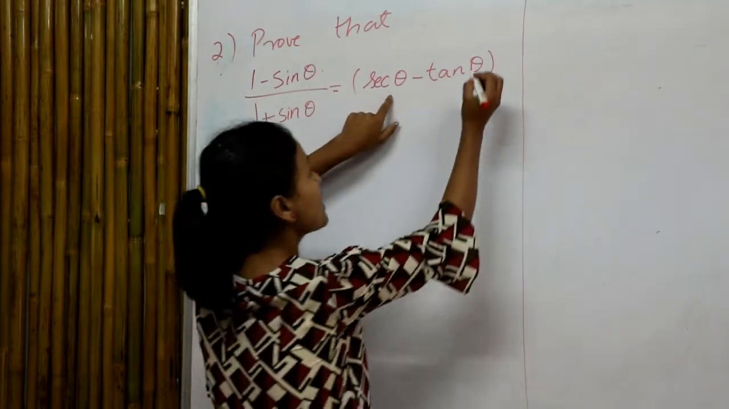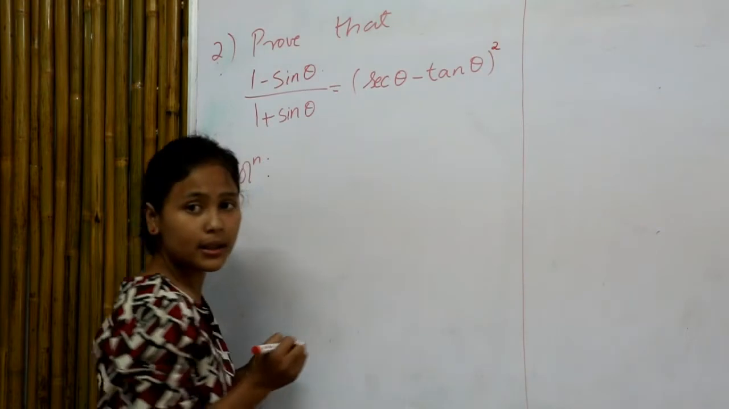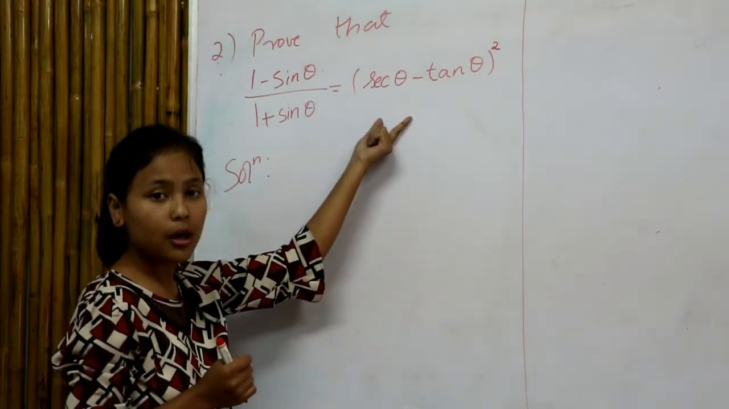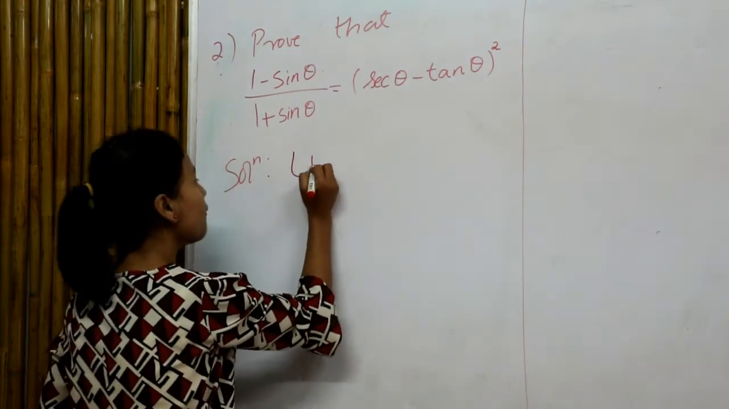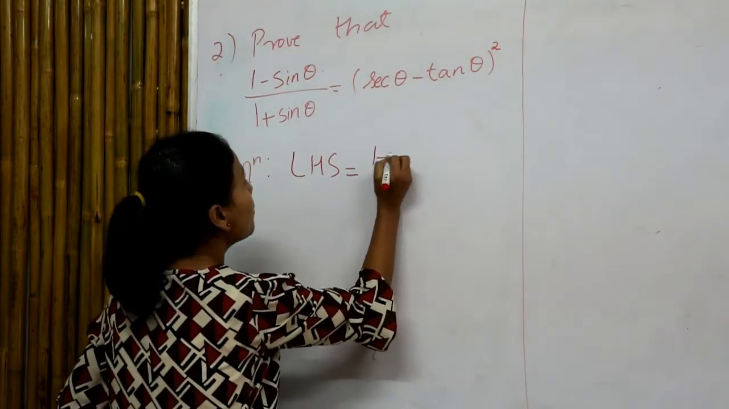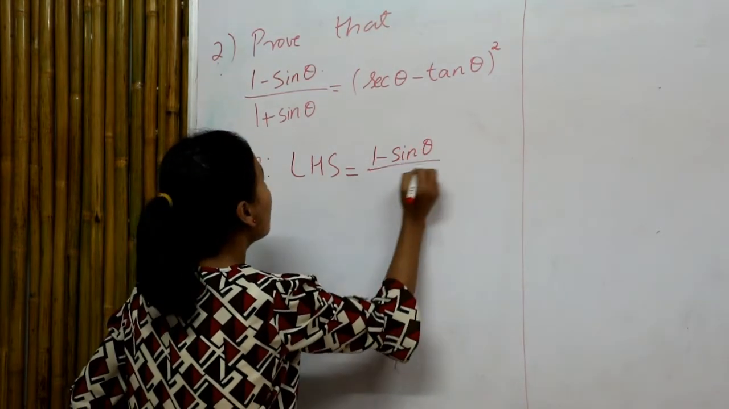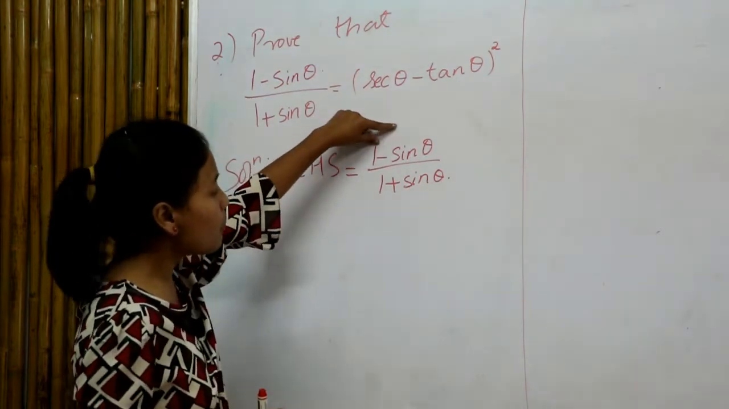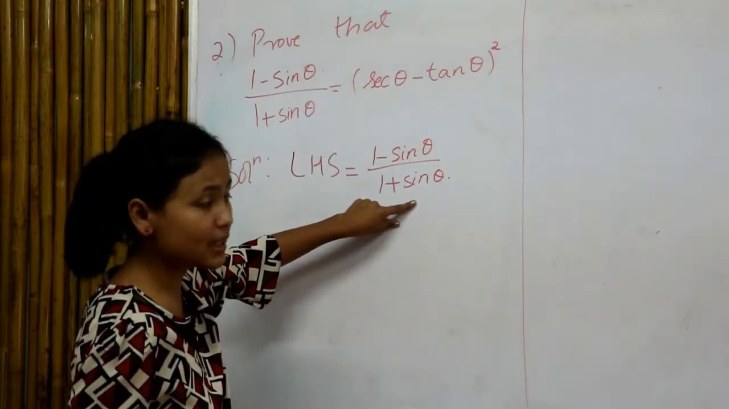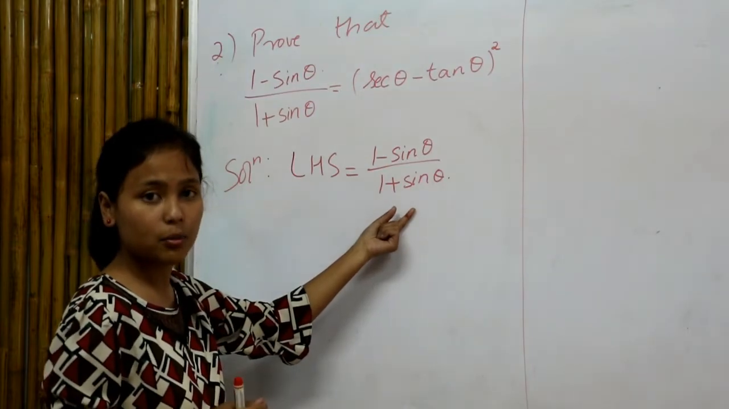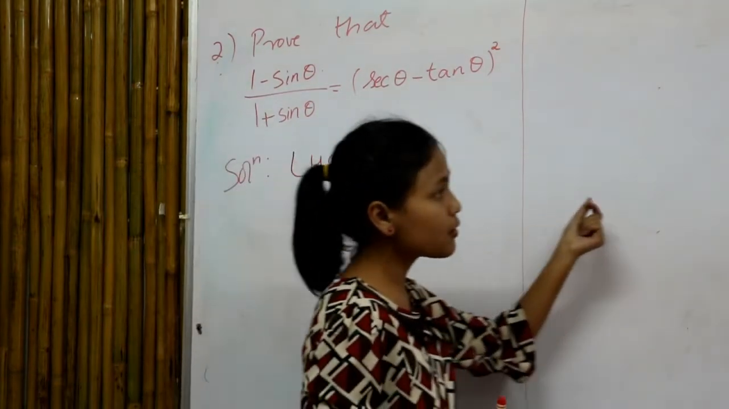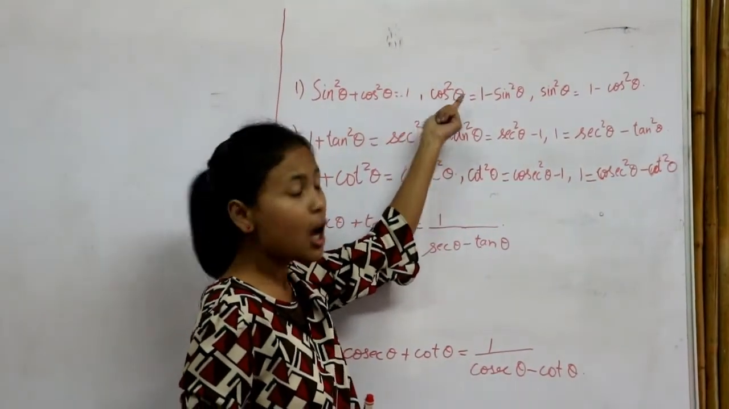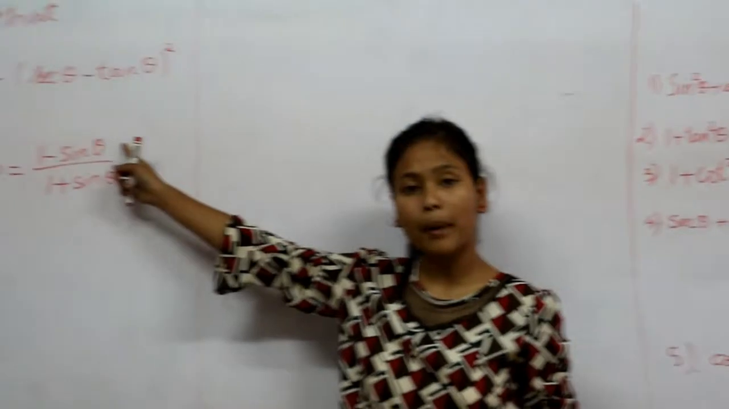Alright, so the next question is prove that 1 minus sine theta by 1 plus sine theta is equal to sec theta minus tan theta whole thing square. Alright, we have to prove that this left hand side should be equal to right hand side. Okay, let's take left hand side is equal to 1 minus sine theta by 1 plus sine theta. Alright, you see here that 1 minus sine theta and 1 plus sine theta, there is no formula to solve this one. The formula is just for 1 minus sine square theta, which is equal to cos square theta. But here is just 1 minus sine theta.